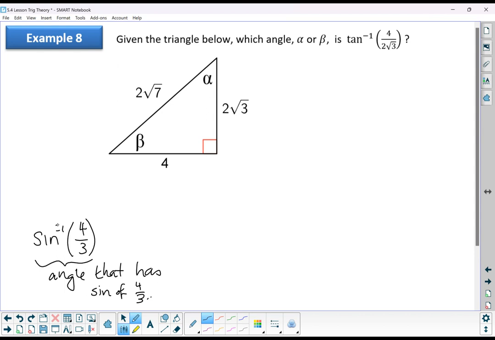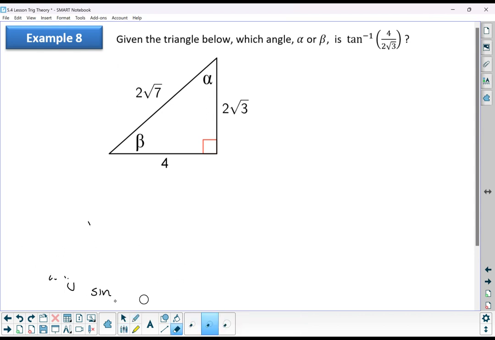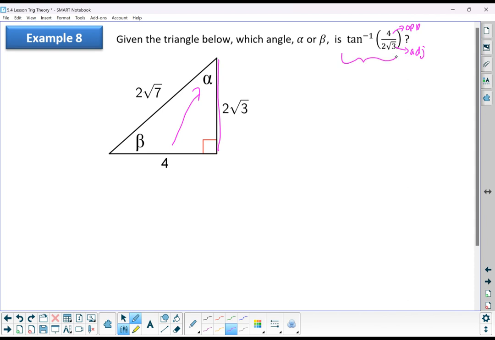So anytime you're using an inverse, it's talking about an angle. So if I have this triangle, which angle, alpha or beta, is the inverse tangent of 4 over 2 root 3? Remember, tangent ratios are opposite over adjacent. So we're trying to figure out which angle is opposite 4 and adjacent to 2 root 3. So this is alpha. The inverse tangent of 4 over 2 root 3 is the angle alpha.